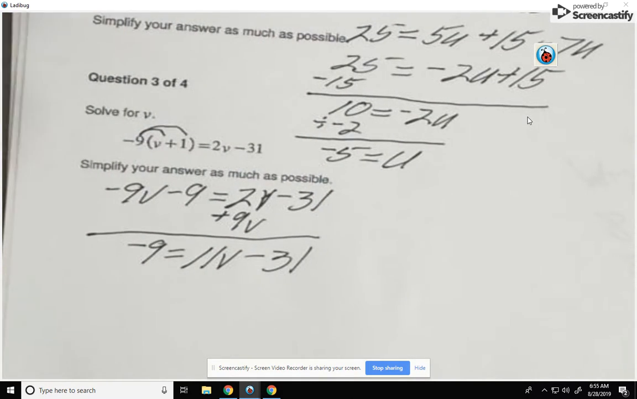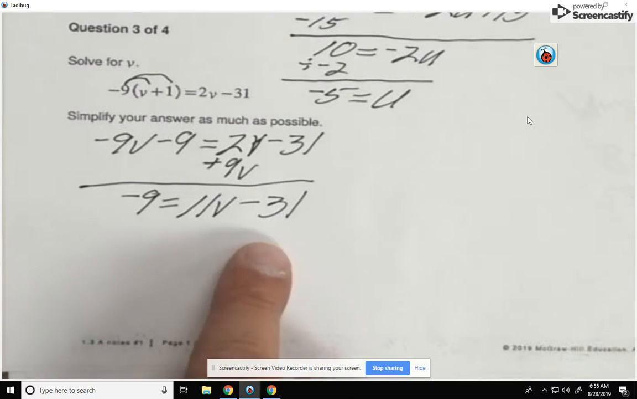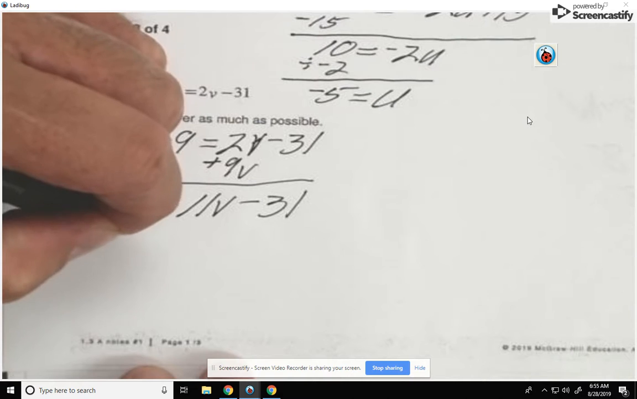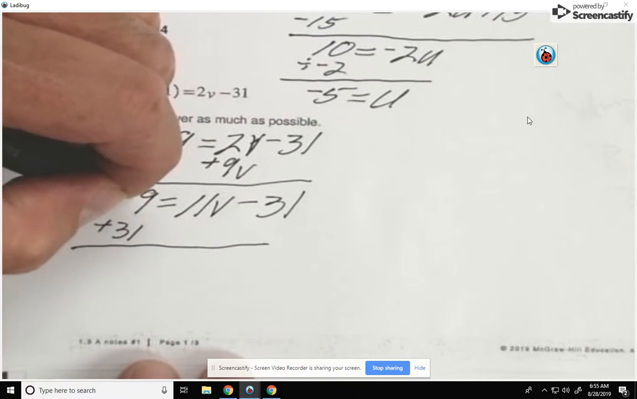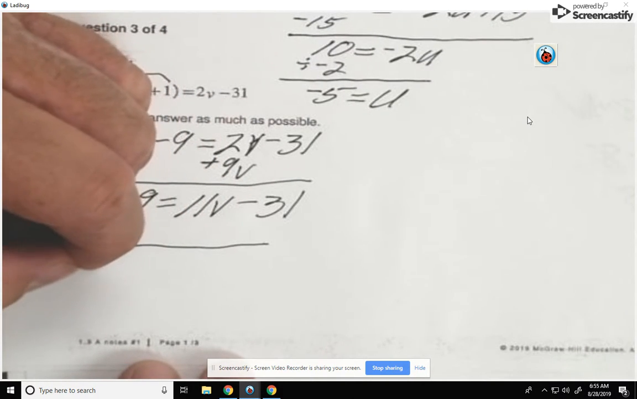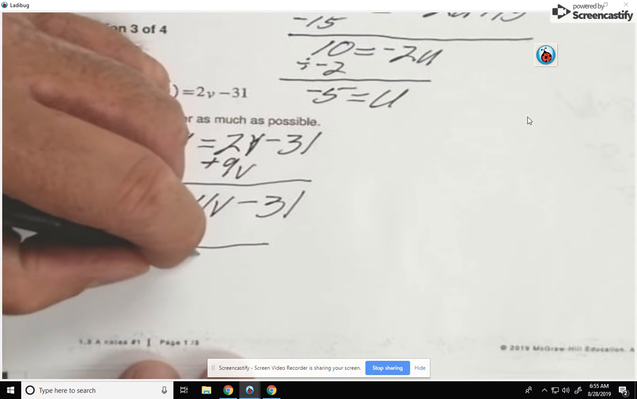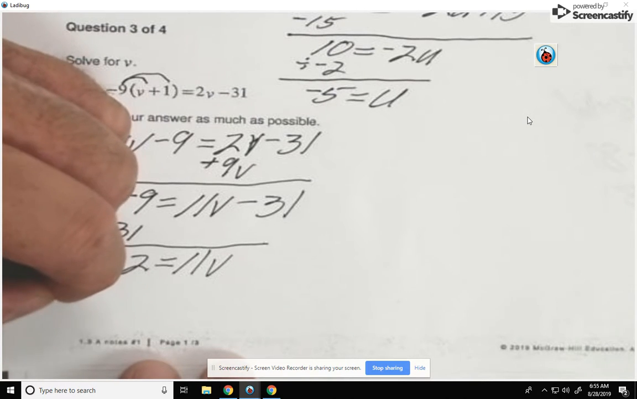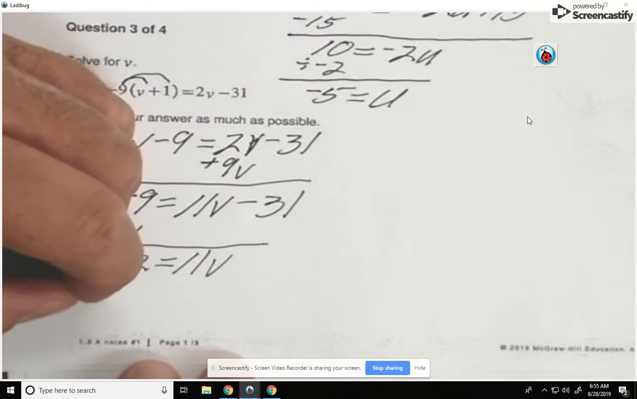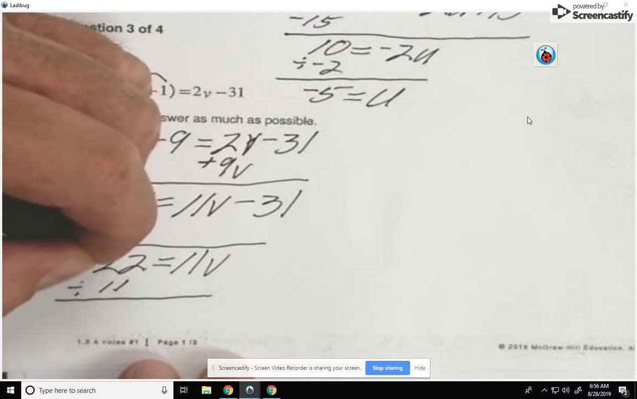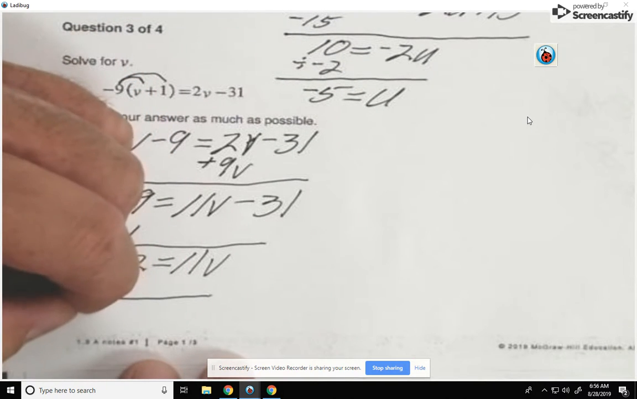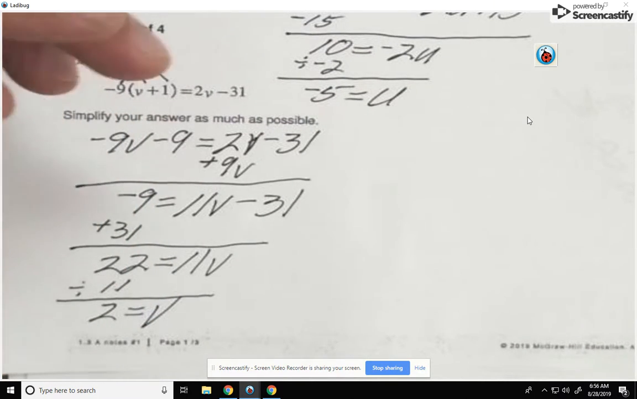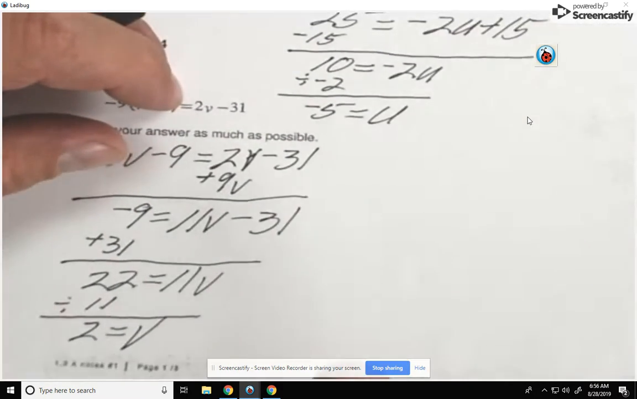So now we're back to one like question 1. We have this minus 31 here. So to bring it to the other side, I add. Negative 9 plus 31 will give me 22 equals my 11v. And then finally, I divide through by the 11. 22 divided by 11 gives me 2. So 2 equals my v value.